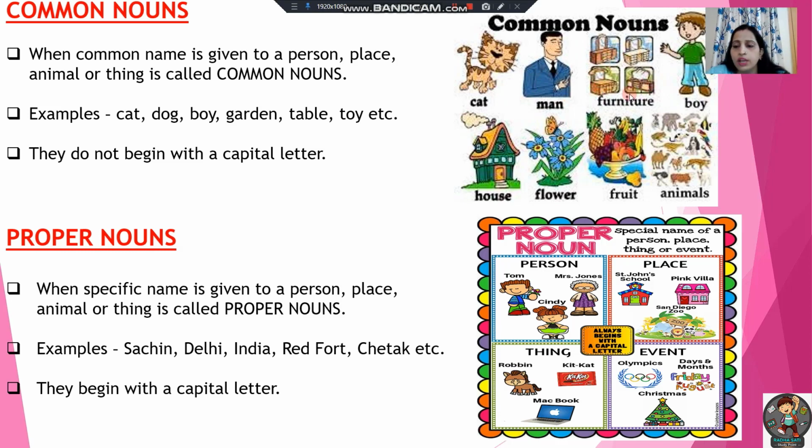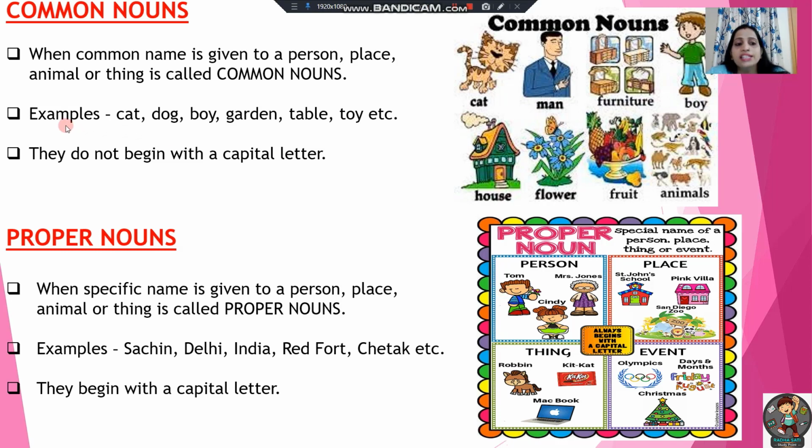Now next, this is a picture of furniture. This is also a common noun. Boy, we are talking about a boy only. We are not talking about any particular boy. We have not given any special name to this boy. Like you can see here in this picture, यहाँ पर boy है और हमने इस boy को एक name दिया है. He is Tom, and Tom is very naughty. Okay, so this means we are talking about a particular boy. So that's why it will be a proper noun.